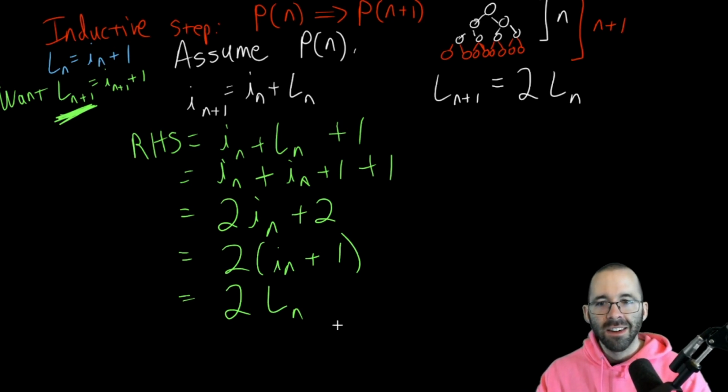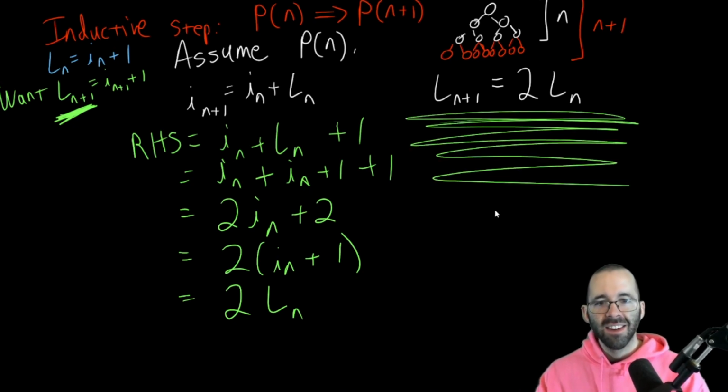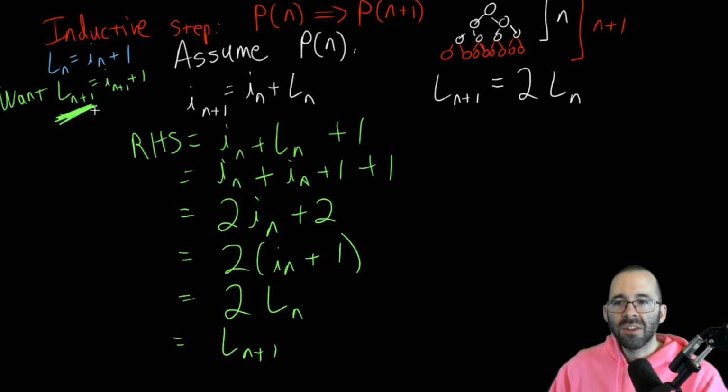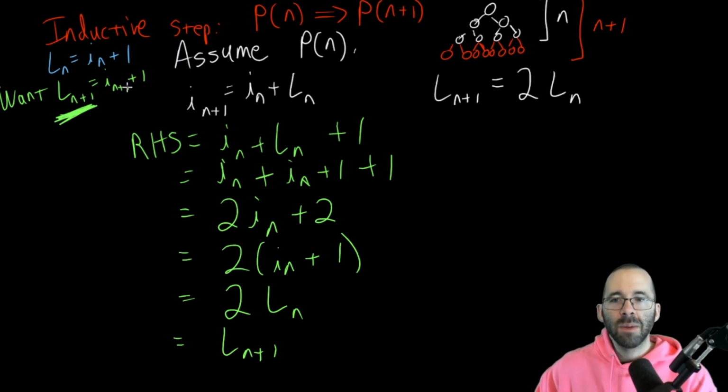Why is this good? All right. 2 times L sub n was L sub n plus 1. We wanted to show this green thing. We wanted to show that L sub n plus 1 was equal to I sub n plus 1 plus 1. We did it. We started with the right-hand side. We showed through a few steps. So we went to the other side.